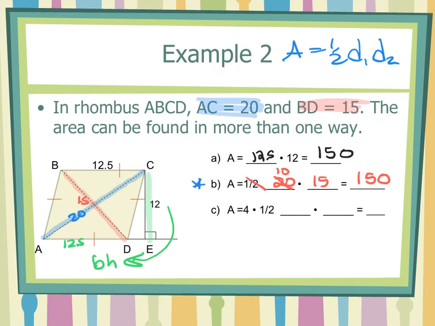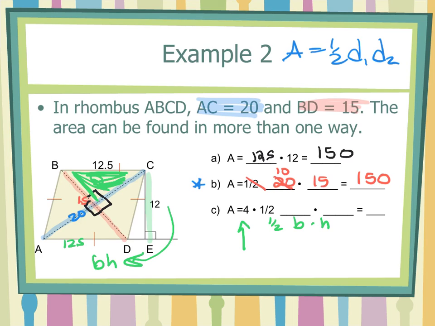The other way to solve this is to realize you have 4 congruent right triangles here. Because if you recall back from our parallelogram chapter, or our quadrilateral chapter, the diagonals of a rhombus are perpendicular. So I have 4 little right triangles here, and they're all congruent. So this is why I'm going to multiply it by 4, and then for this part, it's going to be 1/2 base times height. Once I find the area of one of the triangles, I can just multiply it by 4.